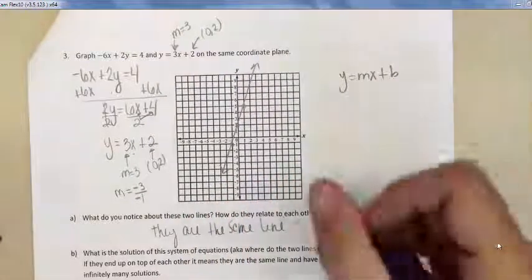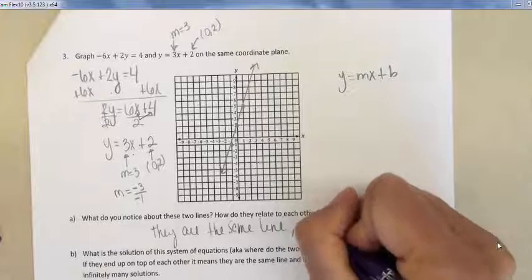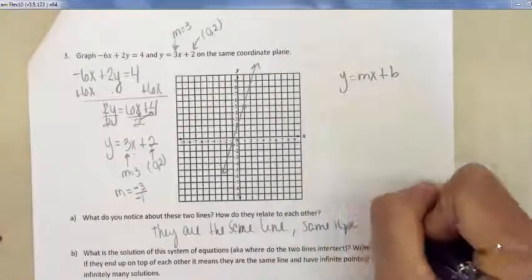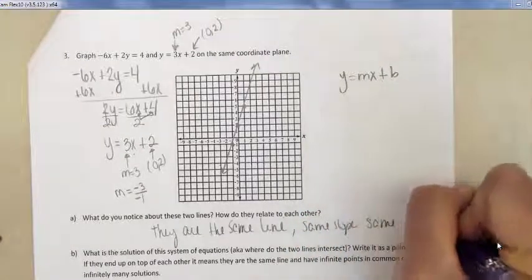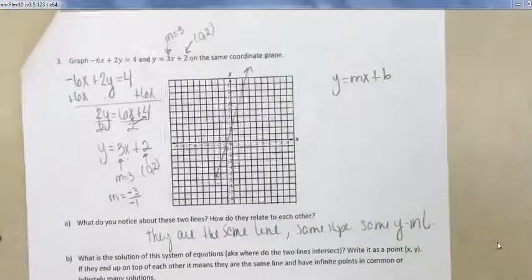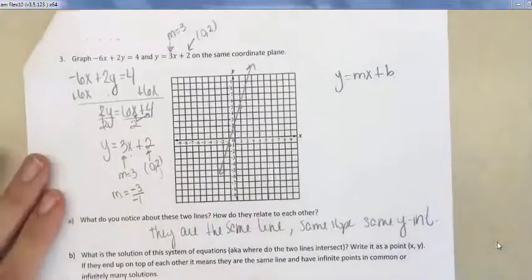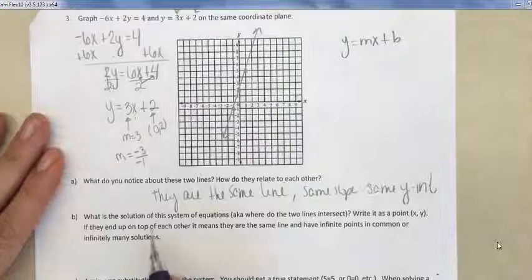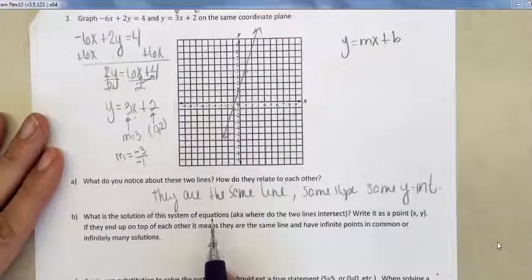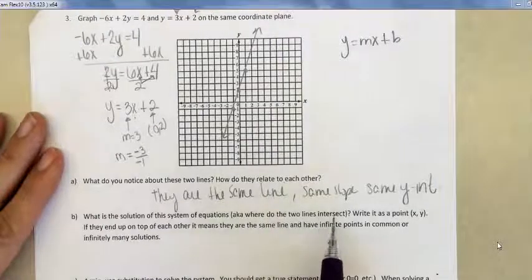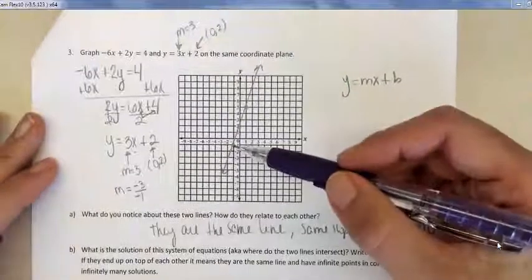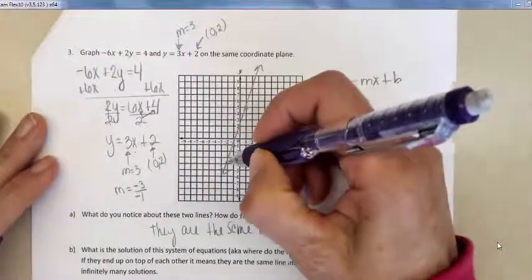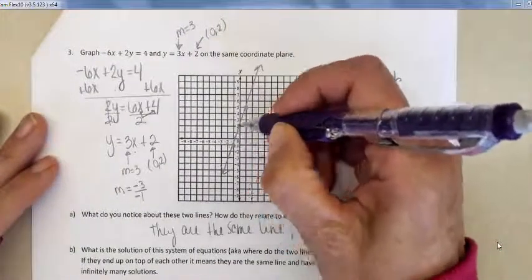Right? They're the same line, which basically means they have the same slope, same y-intercept. They were just written in different forms. Okay, what is the solution of this system of equations? AKA, where do the two lines intersect? Where do these two lines intersect? They intersect at every single point on the line.